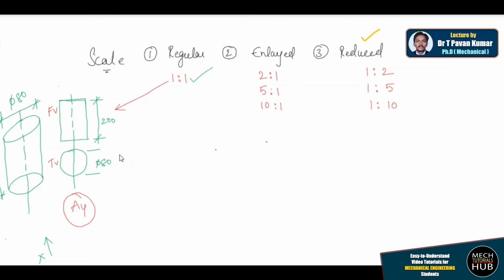Okay, and when it comes to the same component, 80 by 200, if somebody asks me to draw it on A0 size paper, A0 size is a lot bigger when you compare it with A4 size. Now I would like to draw the same representation on A0 size paper. The A0 size paper is very big when you compare it with A4 size paper.